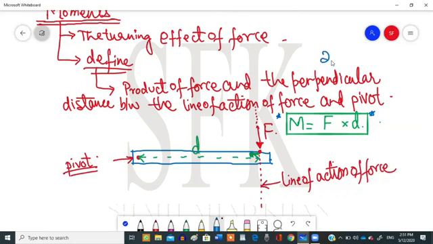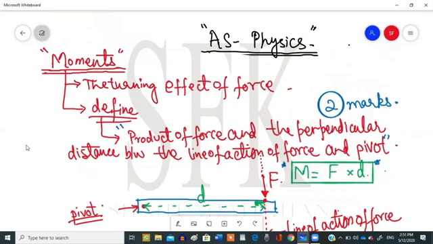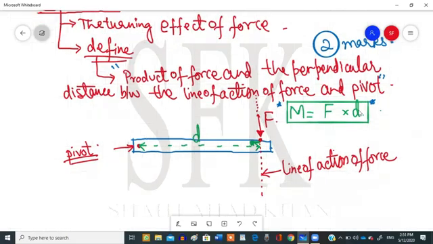And this definition comes for approximately 2 marks. So if you are asked to define what moment is, the product of force and the perpendicular distance between the line of action of force and the pivot is called the moment. This is the definition you are supposed to write. Moment is the turning effect of force, but this is not the complete definition for 2 marks. This definition is given in the marking schemes as well.